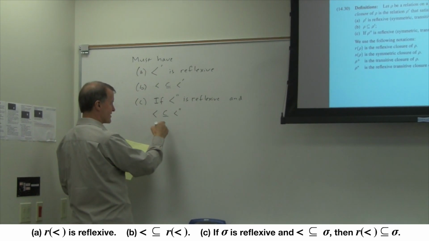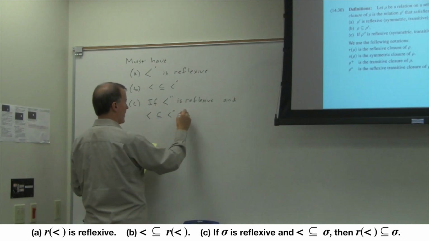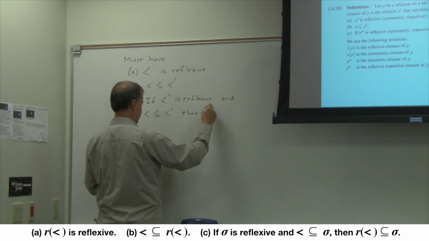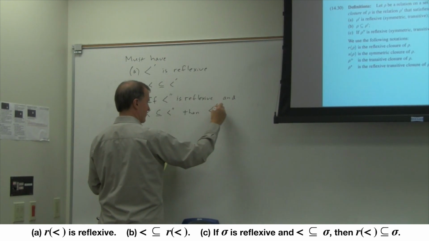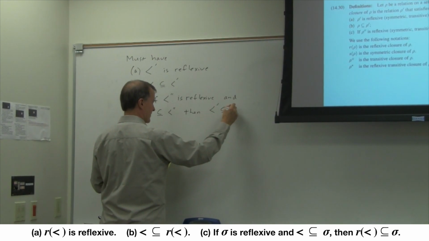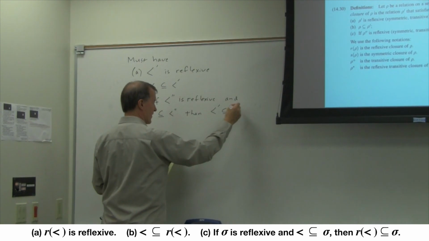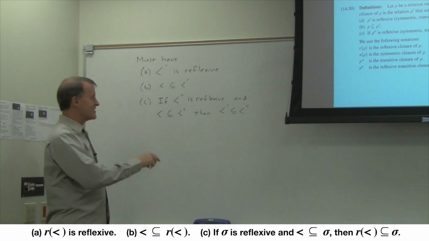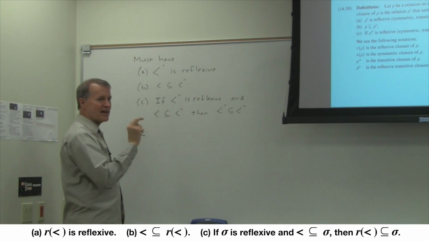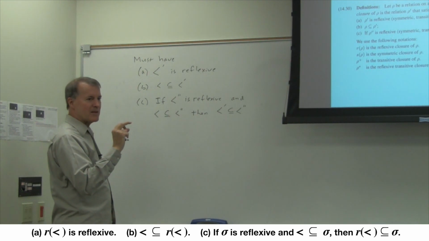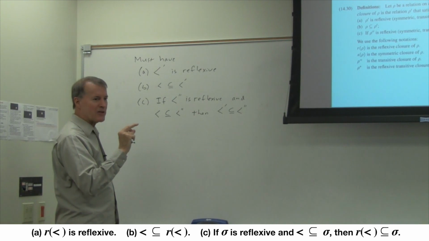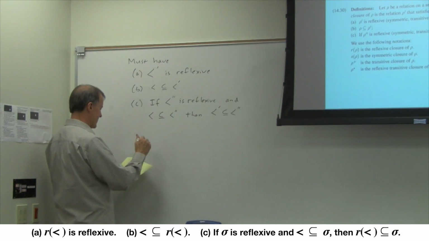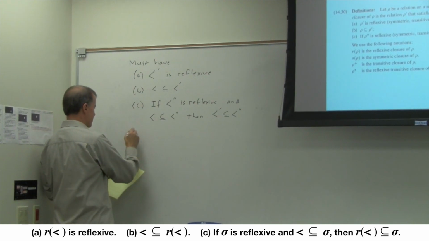Okay, yeah, less than is a subset of less than double prime. Then less than prime is a subset of less than double prime. Does that limit the unit? This part C is what limits it to not adding any more than you need to add to make it reflexive. So let me see what A and B says.